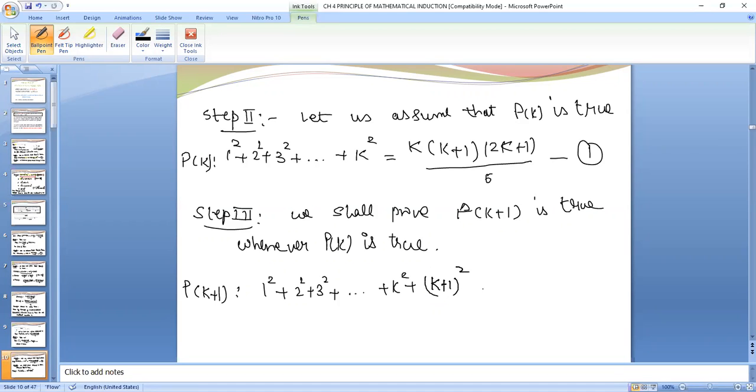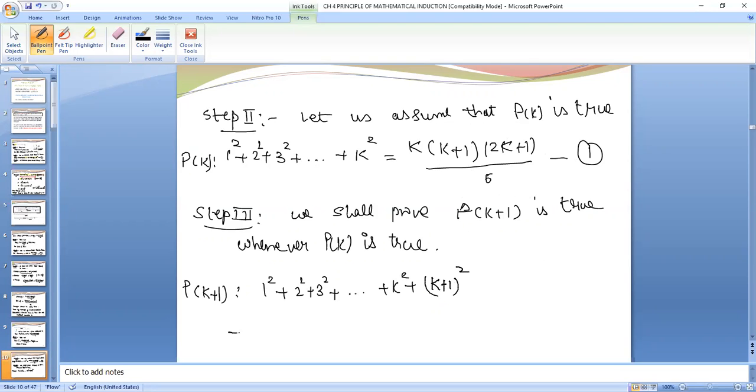Next, what students start doing is they put k plus 1 on the right hand side also. You will not do that. You will prove the right hand side. You will only take the left hand side, and the right hand side you will prove.